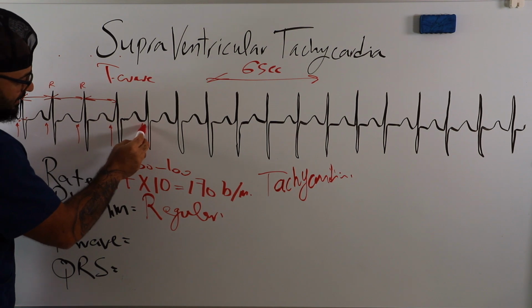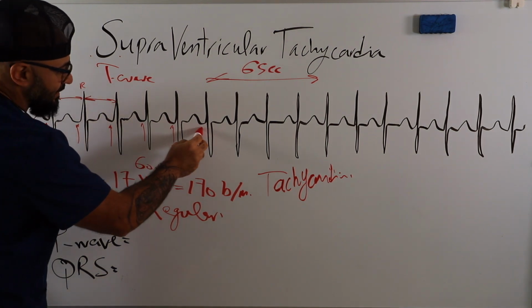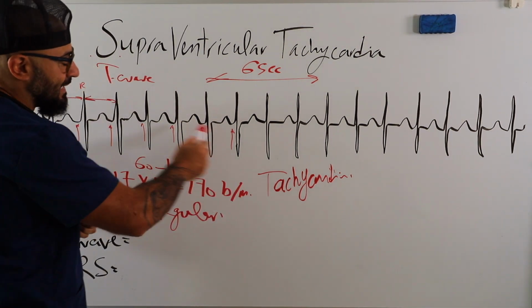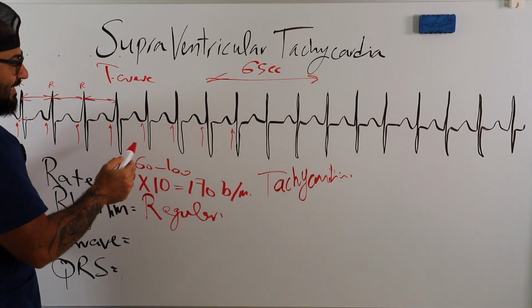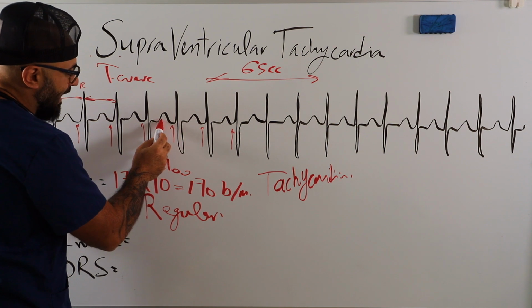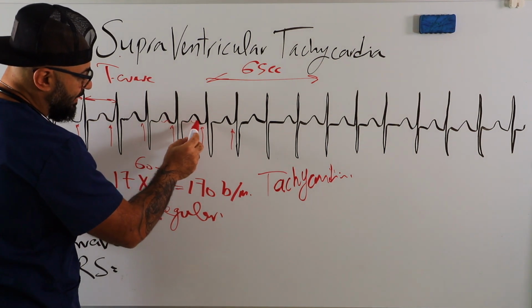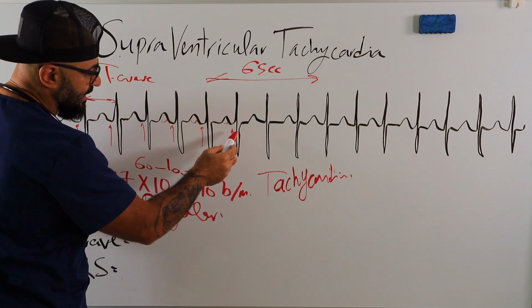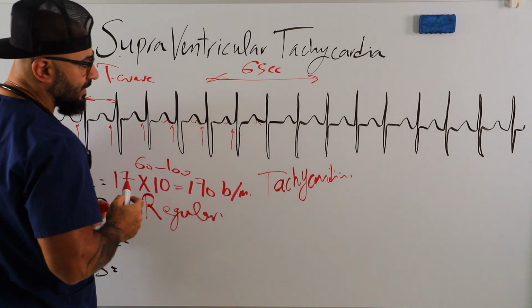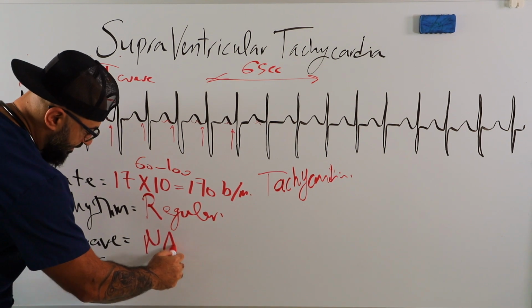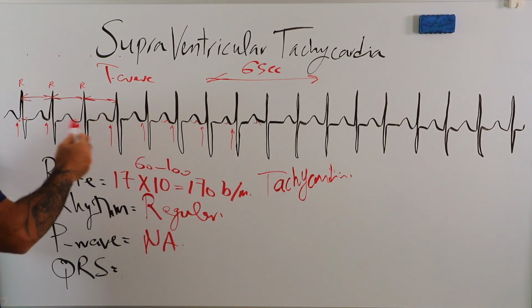But here, the P waves are missing, right? And why are they missing? Because this rhythm is so fast, the P wave gets buried inside the T wave, so you don't see it, right? So P wave, not available. It doesn't exist, you don't see it, right?